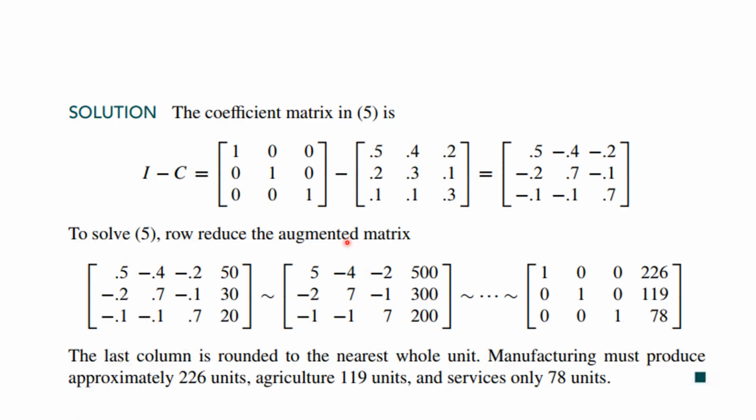And we know we don't have to write all the x's and stuff like that. What we can do is look at I minus C, and when you do that calculation, you get this. But then we can row reduce the augmented matrix with the 50, 30, and 20 over here. If we do a couple of steps, we get over here. In fact, this is fully done in Gauss-Jordan reduction. We find that 226 is the amount of production here, 119 is the amount of production here, and 78 is the amount of production here. So manufacturing must produce approximately 226 units, agriculture 119, and services only 78.